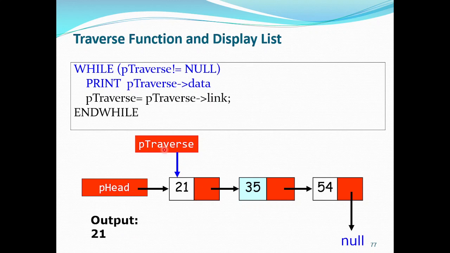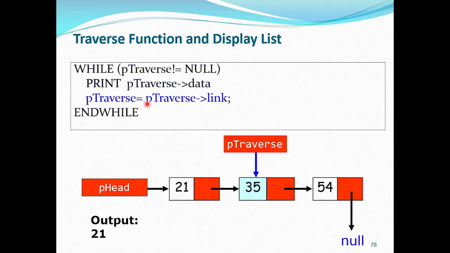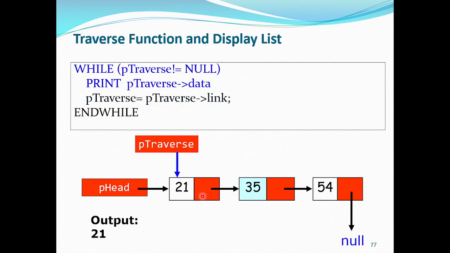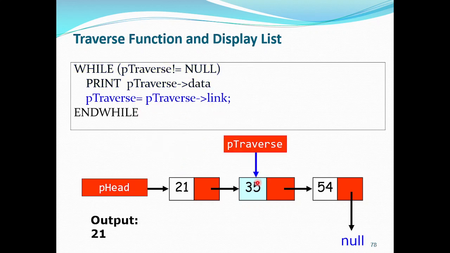And then it will move ptraverse to the next node. How are we going to do that? By taking the value of ptraverse link. Previously, ptraverse link points to this node. So whatever ptraverse link points at, ptraverse also points at. So it will move to the second node. Because ptraverse takes the value of ptraverse link, and ptraverse link has the address value of this node, that's why the ptraverse pointer points to the node equivalent to the ptraverse link.